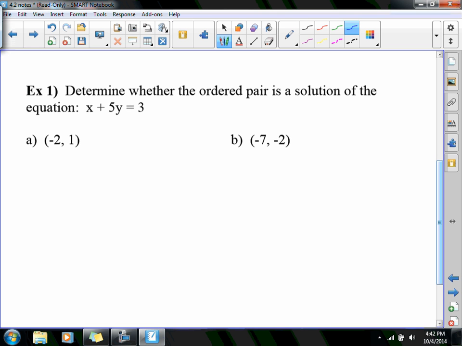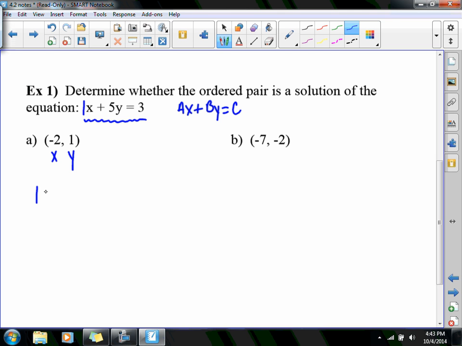So here's what we're going to work with in example 1, where we're determining if an ordered pair is a solution. Now they gave us this equation here, x plus 5y equals 3. Notice that's in the standard form. There's a 1 in front of the x, so that's our ax plus by equals c format. And for our ordered pair, remember the first number is x and the second number is y. So those are the values that we're going to substitute into this equation that they gave us.